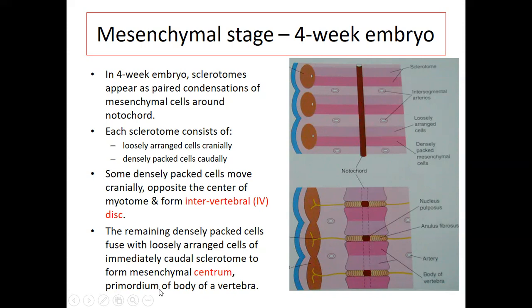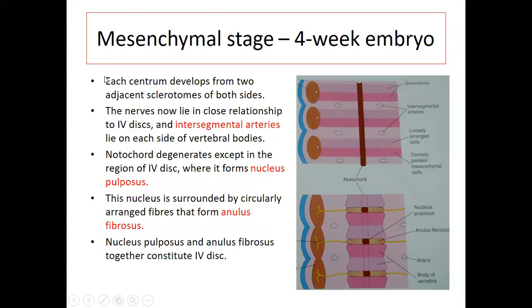What is the mesenchymal centrum? The mesenchymal centrum is a primordium of the body of the vertebra. This is the centrum, and it is a primordium of the body of the vertebra. Each centrum developed from the two adjacent sclerotomes of both sides. Definitely, each centrum here developed from the two adjacent sclerotomes from both sides.